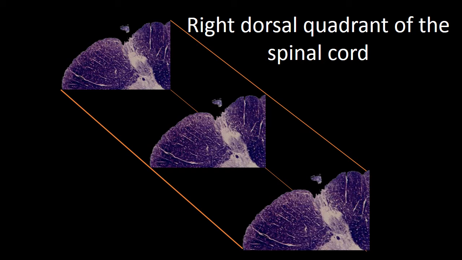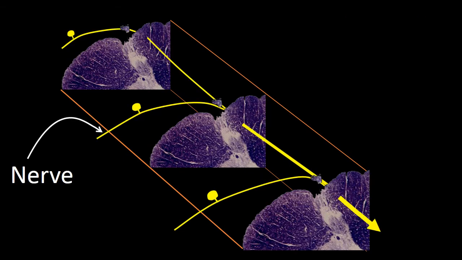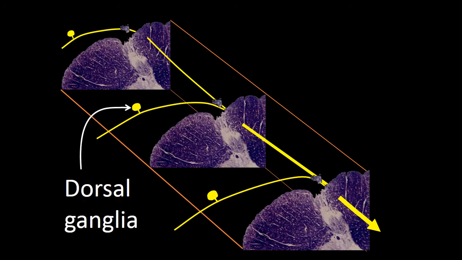This figure corresponds to the right side of the spinal cord. In it, I am superimposing the dorsal root fibers traveling in the spinal nerve. The spinal nerves are generators of traveling electrical fields. Now I am pointing to the dorsal ganglia.